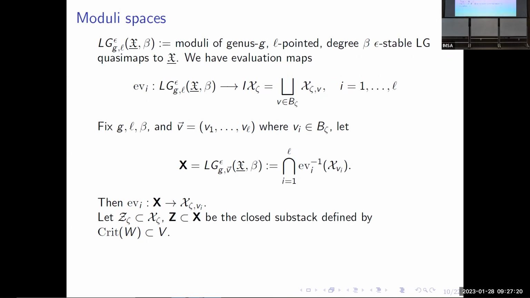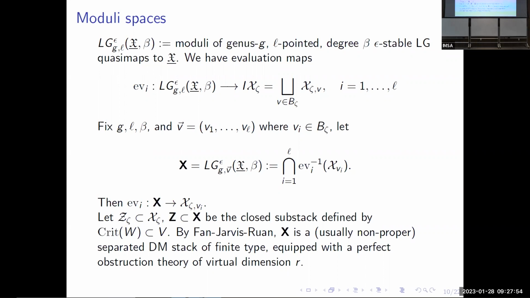And then curly Z is the critical locus of the superpotential. Since this is a moduli space, we require that the corresponding map is contained in the critical locus. Fan-Jarvis-Ruan proved that this X is usually a non-proper separated Deligne-Mumford stack of finite type equipped with a perfect obstruction theory. If we also fix this V1 up to VL, then there's a fixed virtual dimension. If we don't fix them, then they might be different for different Vi.